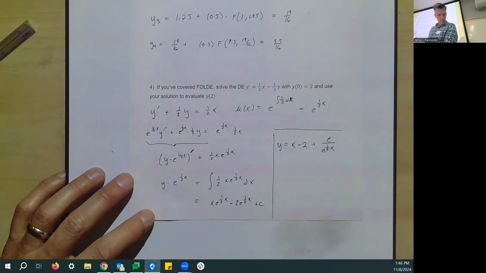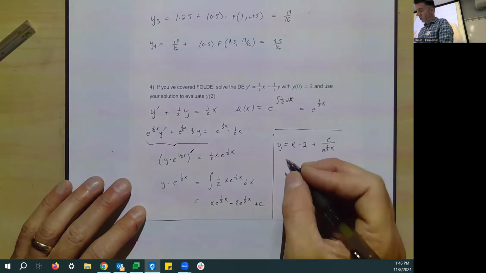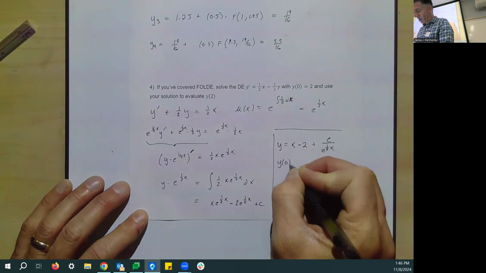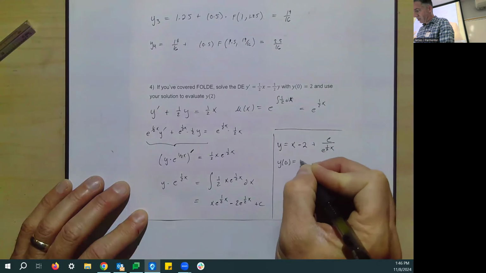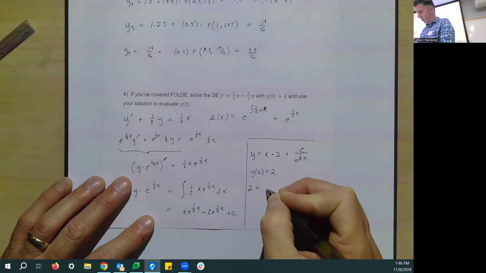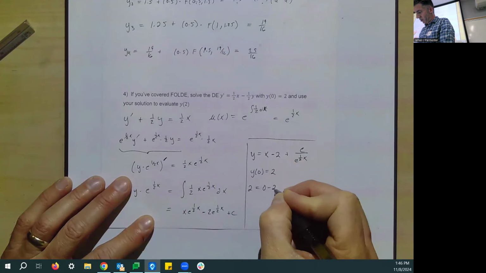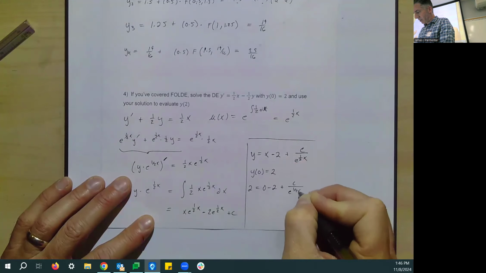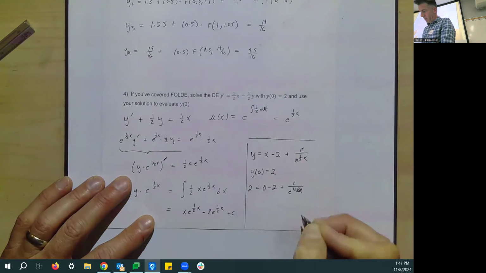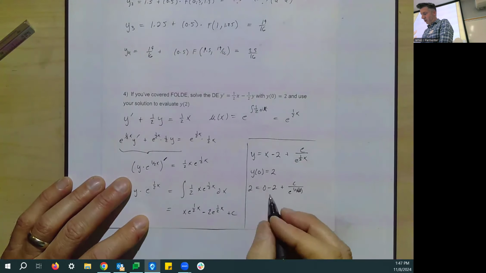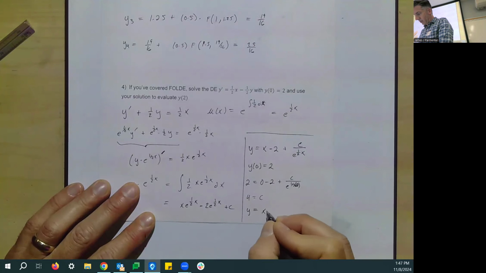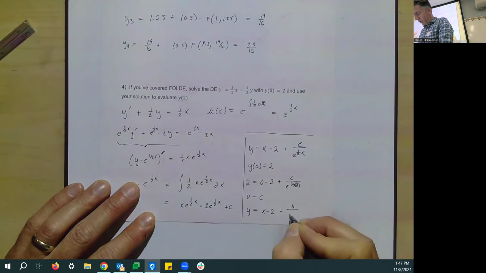And then if we look at the place we started, our initial condition was y of 0 equals 2. That's where we started on the graph, at (0, 2). Then we can solve for c. If x is 0, we get 2 equal to 0 minus 2 plus c over e to the 1/2 times 0. Well, that's just c over 1, so c is equal to 4. So y equals x minus 2 plus 4 over e to the 1/2 x.